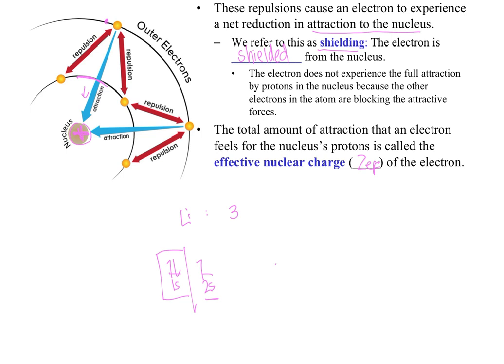So we have, right, a +3 in the middle. We have these 2 electrons here and 1 out here. So this outer electron is basically getting canceled out by these 2 electrons in the inner shell. And so the effective nuclear charge of the outside electron is going to be 3 for the total protons in the middle, minus the 2 inner electrons. So it's only going to feel a +1 charge.